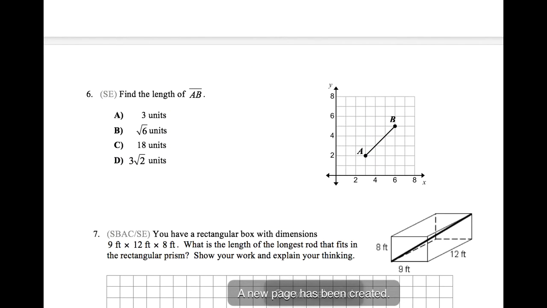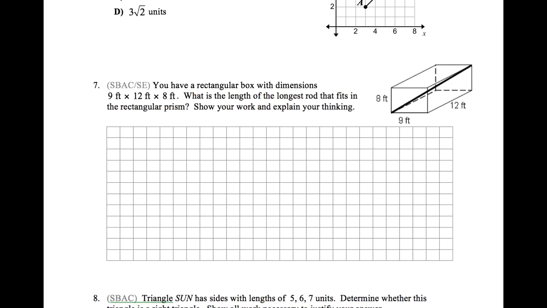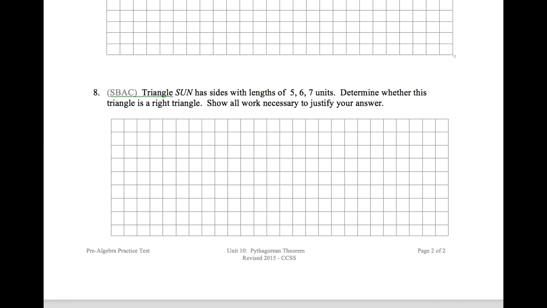All right, let's take a look at number 7. Now, number 7 is crazy, all right? And actually, we're going to come back to 7. Let's go look at 8 first. I'm going to stall on doing number 7.